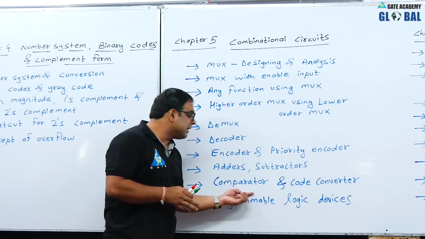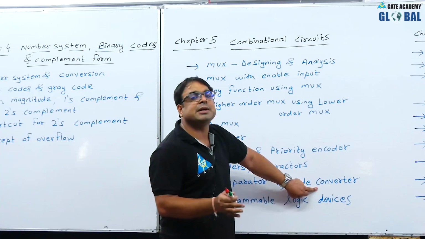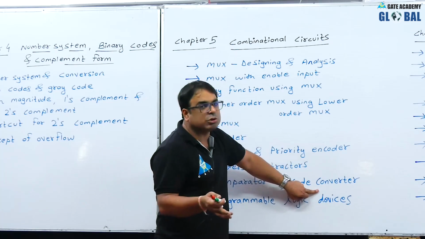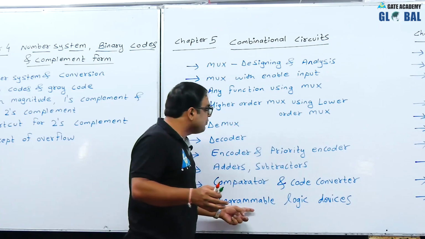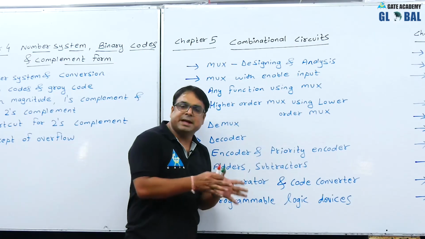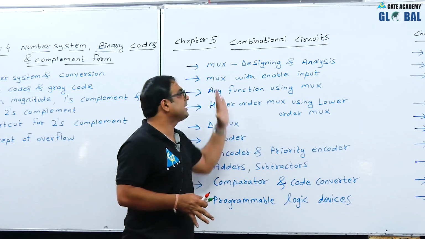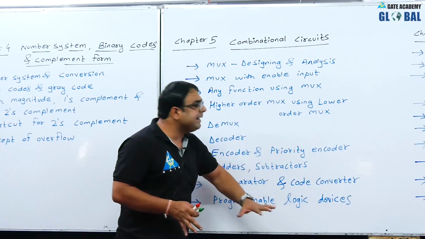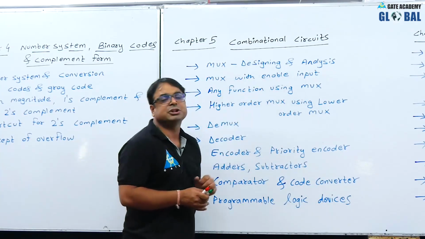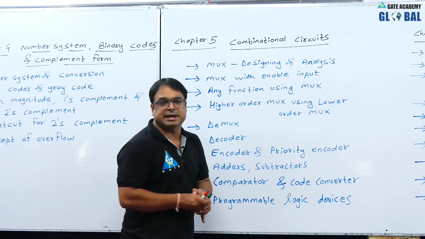Next we will be discussing comparator. Next, code converter, for example binary to gray or gray to binary, or BCD to XS3, XS3 to 8421, any sort of codes. Then at last we will be discussing about programmable logic devices. In this we will study PLA, PLAs and programmable ROMs. So this will complete your combinational circuit. So you can see I will be dealing with all the possible types of combinational circuit, all the possible types of questions, whatever have been asked till date in GATE exam.